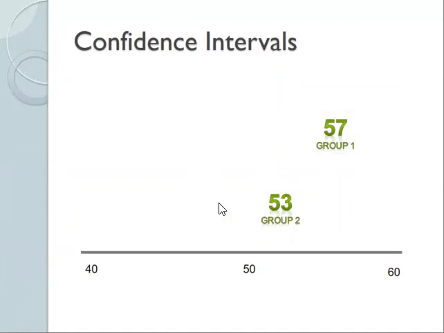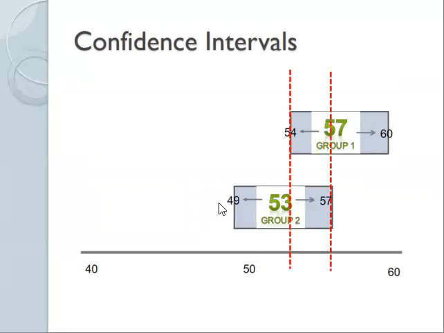So this is another example. What if it looked like this? Group 1's mean was 57, Group 2's mean was 53. Okay, so again, we want to know, would we find this same difference in the population? Now, when we add our confidence intervals, Group 1 ranges from 54 to 60, Group 2 ranges from 49 to 57. Notice that there's a lot of overlap here, right?